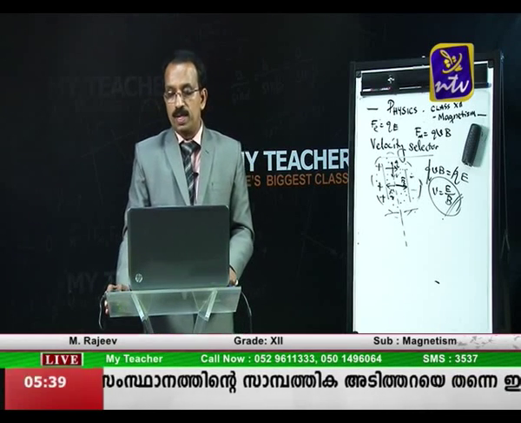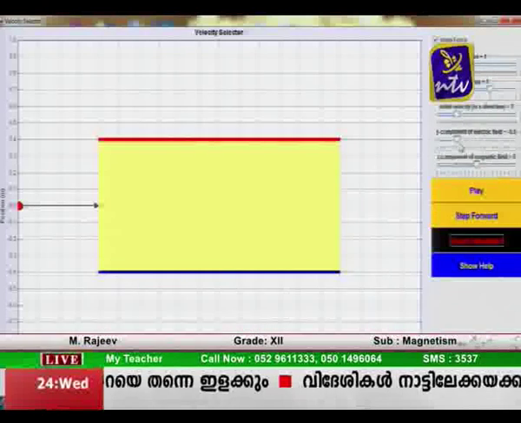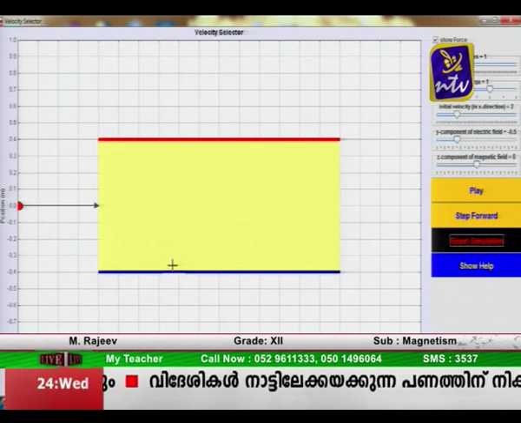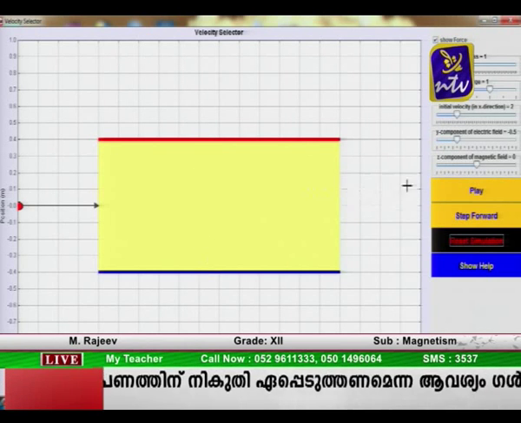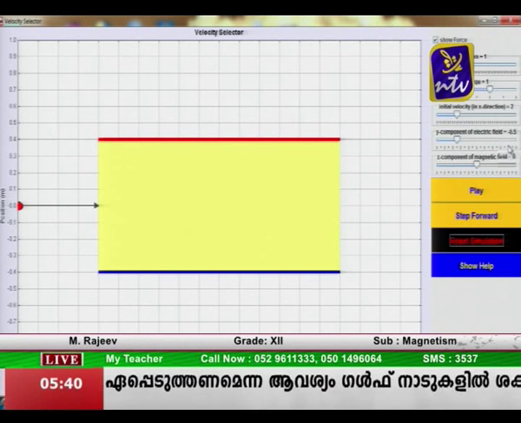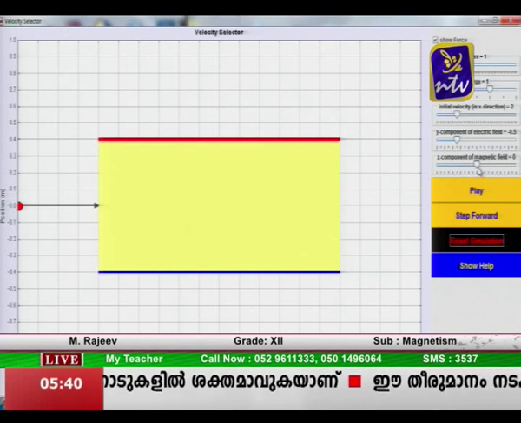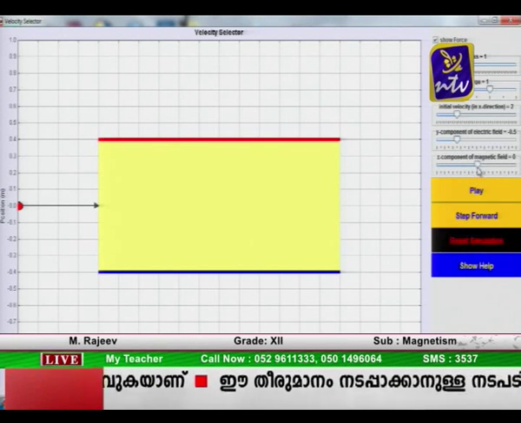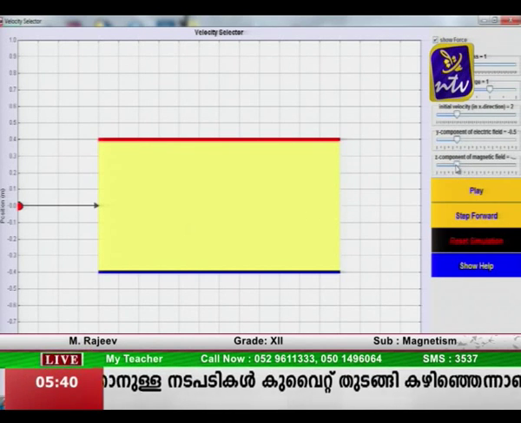You now have a look at the screen again. Okay, so now on the screen you can see there is an electric field acting downwards. Its value is what you can see here, minus 0.5, it is downwards, and no magnetic field. Okay, now I am going to apply a magnetic field. So along the positive Z axis I am going to apply a magnetic field.